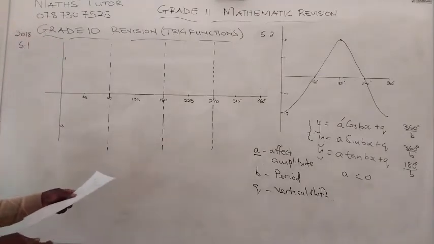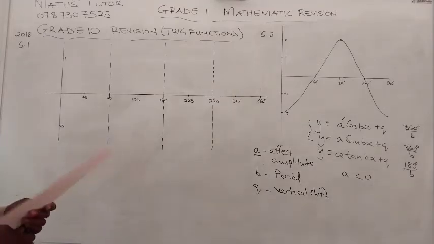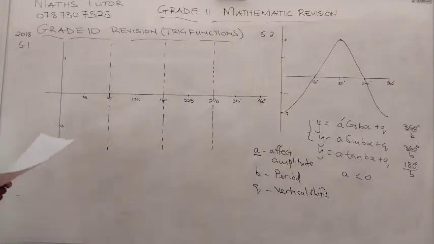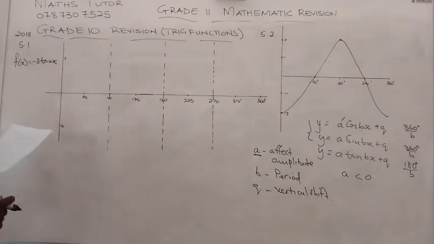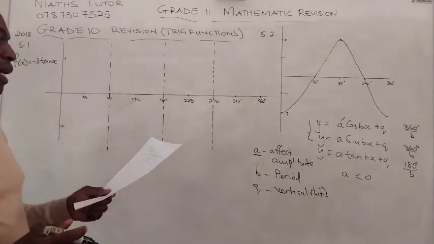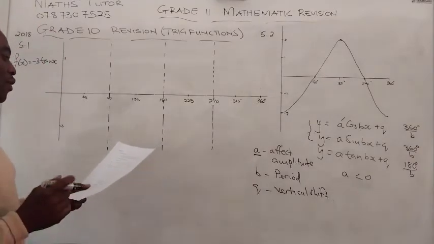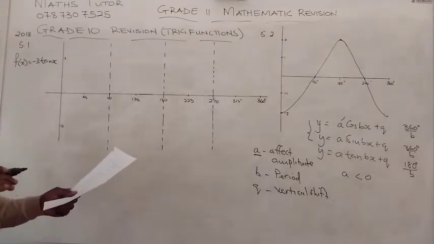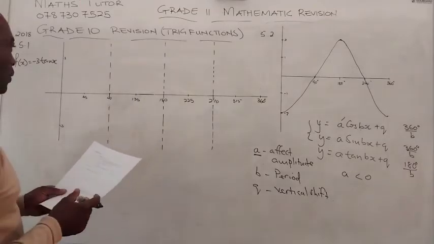Alright, so let's look at 2018, paper 2, Department of Education, 5.1. Consider f of x is equal to negative 3 tan x. 5.1.1, sketch on the grid provided in the answer book the graph of f for 0 degrees to 360 degrees inclusive. Clearly show all the intercepts and asymptotes.